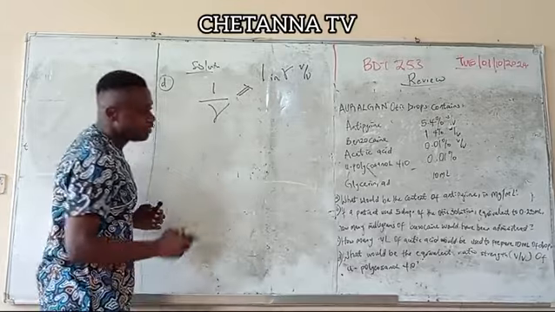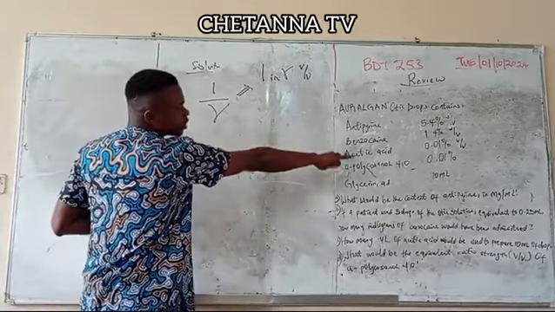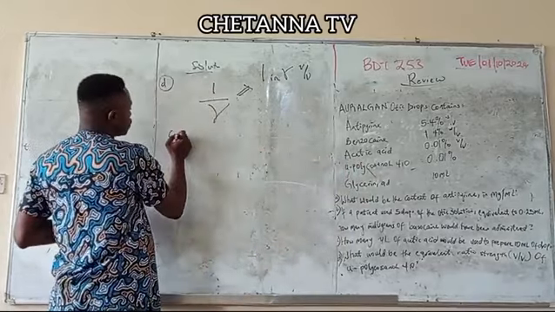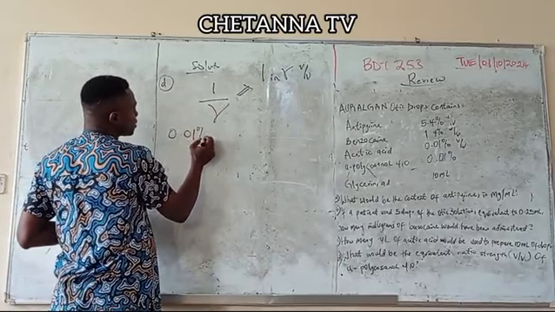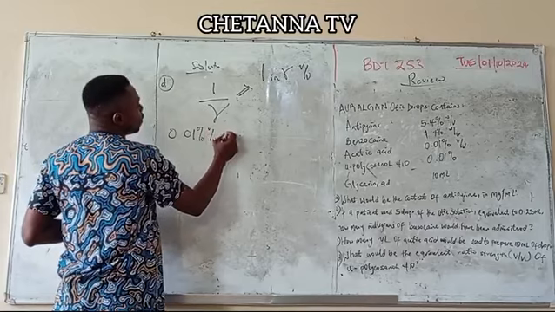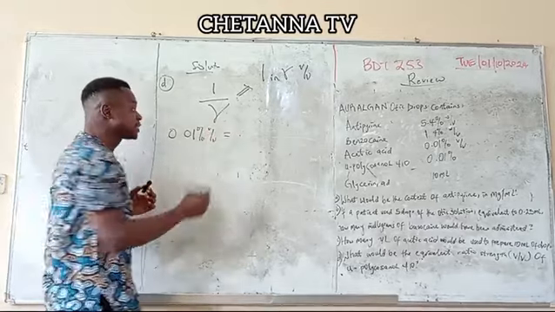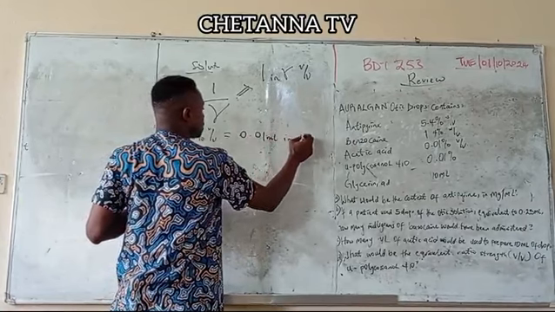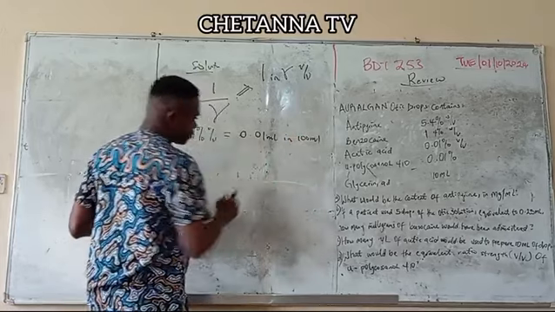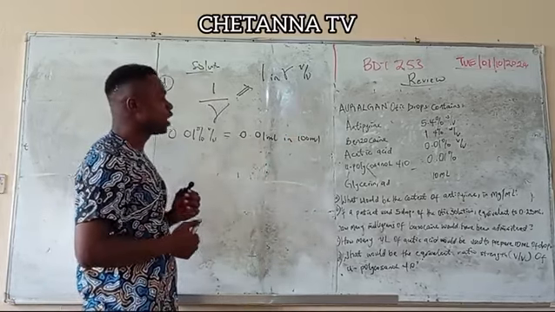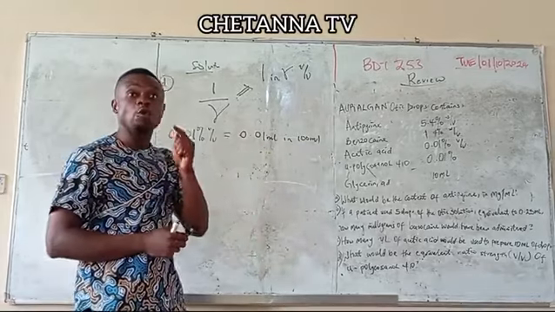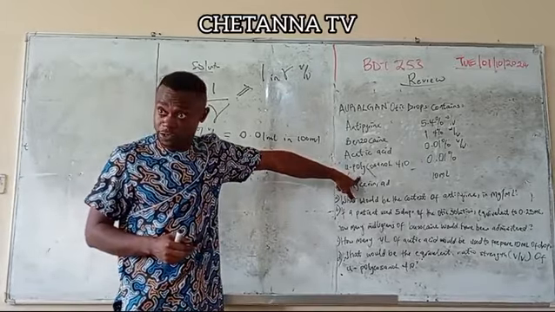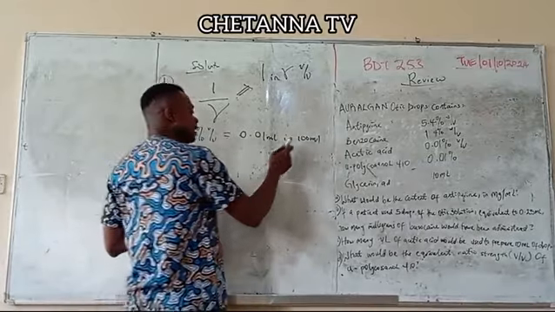So let's go. The first thing to do is look at this: we have 0.01% volume in volume. We know that this means 0.01 mL in 100 mL. But this is in 100 mL. We are talking about the amount we need in this preparation.